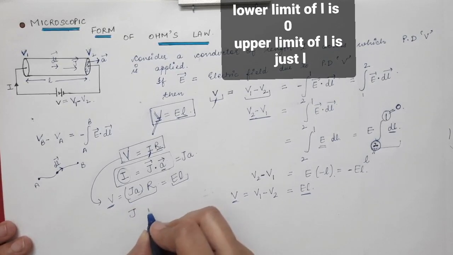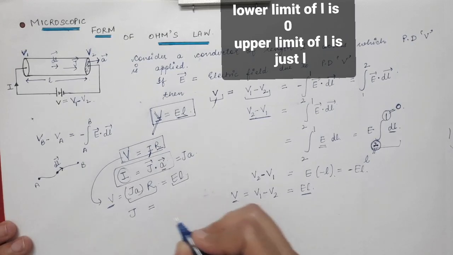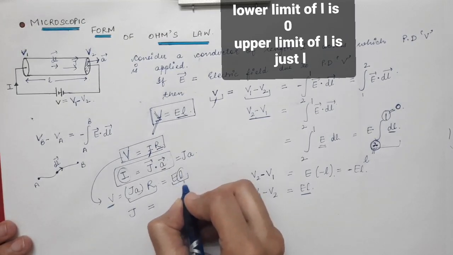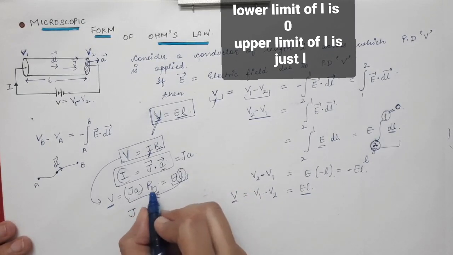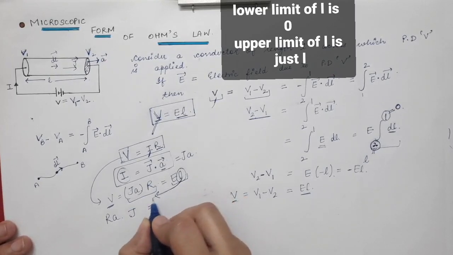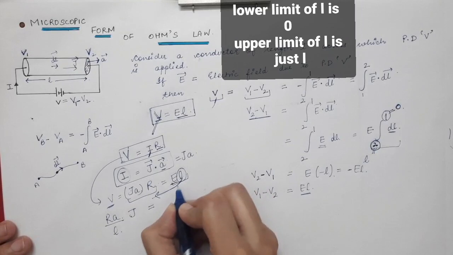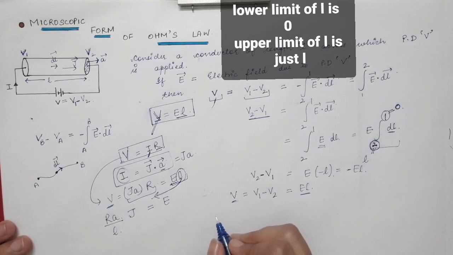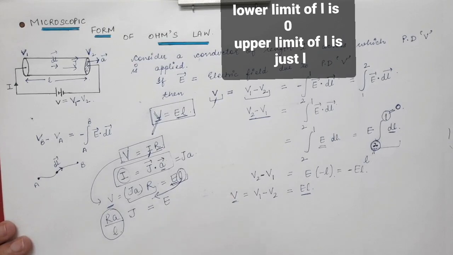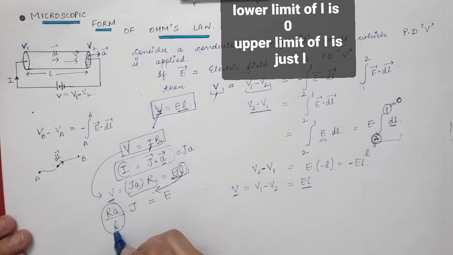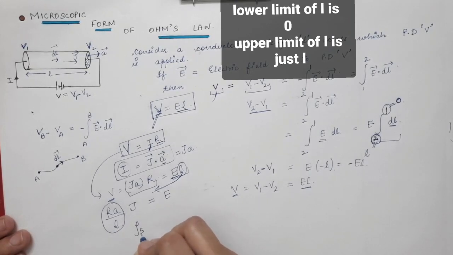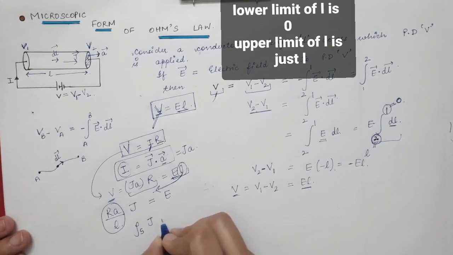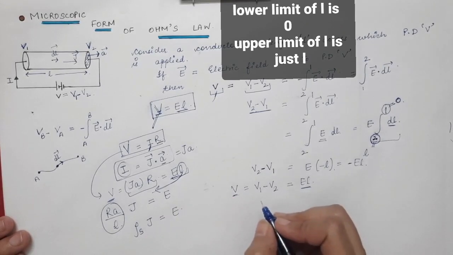Now we will take J on one side and we will take all other terms on the other side, or you can take this L, length of the conductor, on this side. So what will it become? J as it is, R into A as it is, divided by L, and that will be nothing but equal to the magnitude of the electric field. So what is this quantity? We have already done in the previous lecture that R into A by L is nothing but the resistivity of the material or the conductor in this case. So that will be the resistivity.